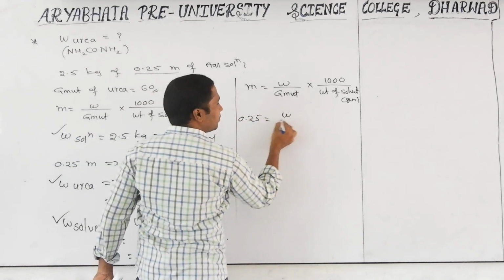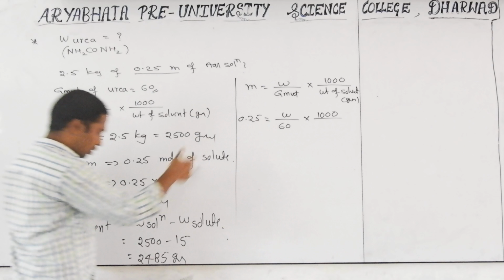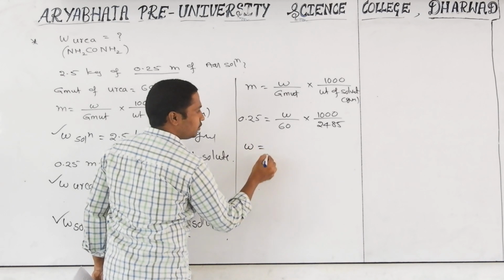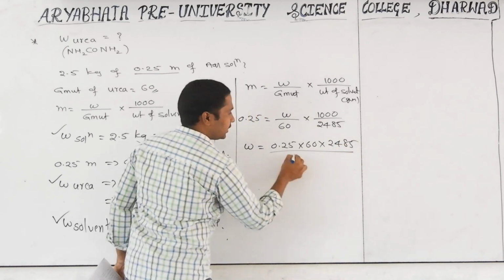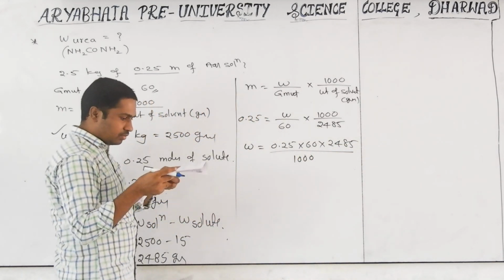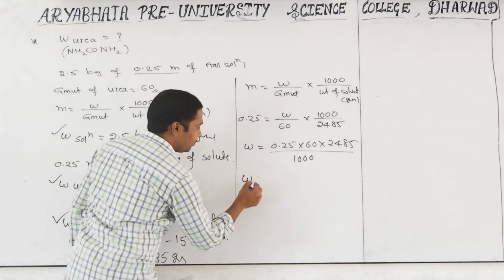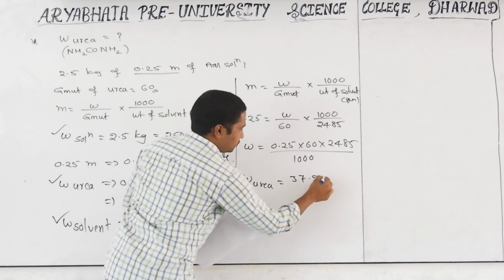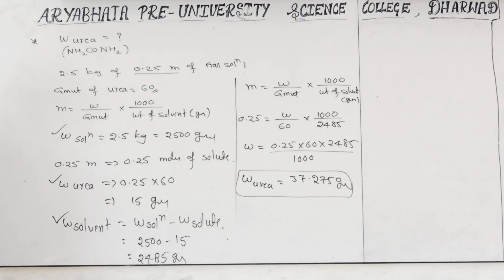But very important for competitive: weight of the urea, question mark, gram molecular weight 60, into 1000 by weight of the solvent only we want, 2485 grams. Okay, we want weight of urea: 0.25 into 60 into 2485 by 1000. You are getting how much? Weight of urea is equal to 37.275 grams. Once you check it, how is the procedure? All of you clear? Yes.